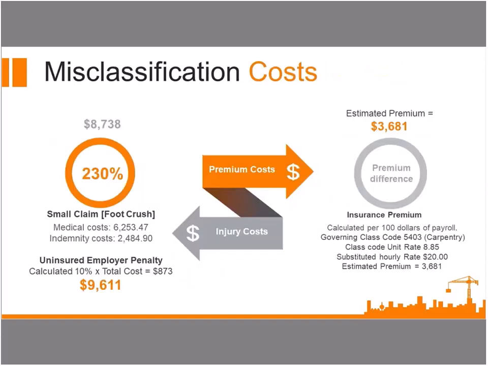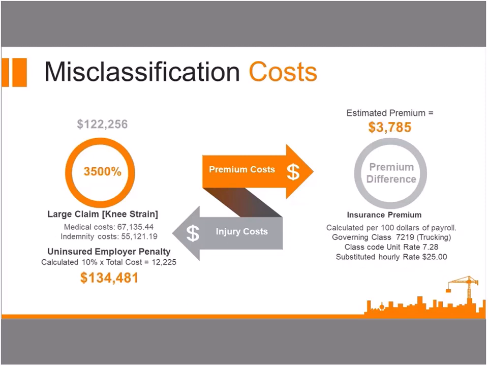And then these last two slides are going to be misclassification examples. Again, these are just examples, so they're not necessarily to the T type information. The first one, reading from left to right, is a small claim, a foot crush in this specific example. The cost itself is $8,738. You tack on the 10% uninsured employer penalty cost, which brings it up to $9,611. Whereas if you would have gotten a premium on the right-hand side, that would have cost you about $3,681 should you have had that work comp policy in place.